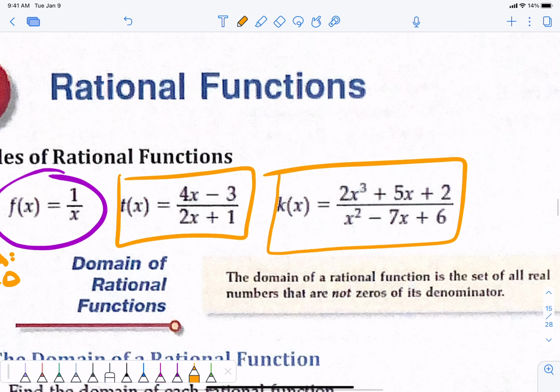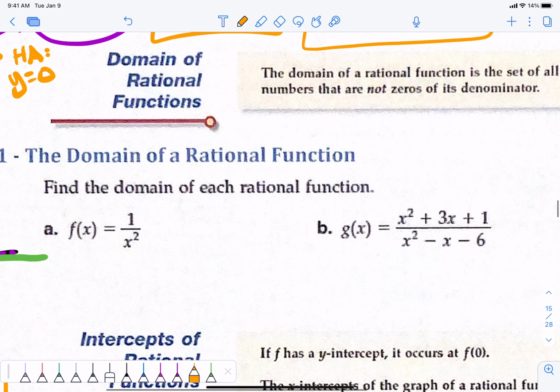So, what are some things that a rational function has to have? An x in the bottom. Yeah. He has to have a variable in the bottom. He has to have an x in the bottom. Yeah? Okay. Now, let's talk about domains.